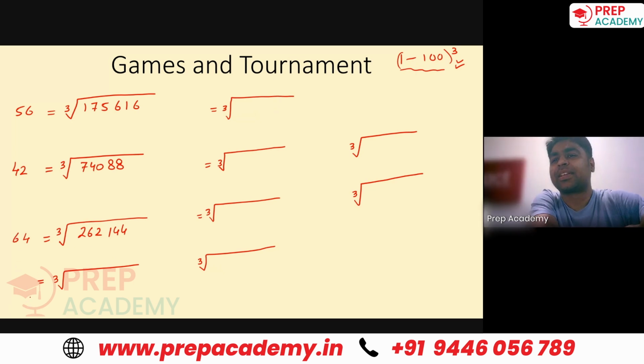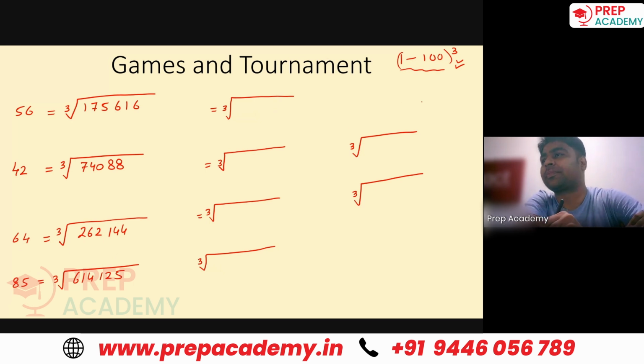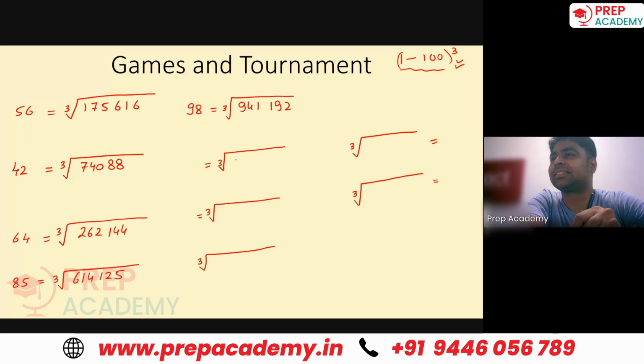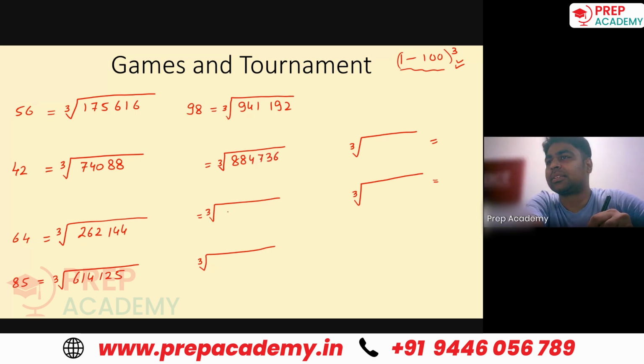Okay. Next. 614125. 614125. 5. Okay, that would be of 85. Yes, sir. Okay. You have to give me six more. Quick, quick. 941192. 98. Yes, sir. Okay. Next. 884736. 736. 96. Yes, sir.